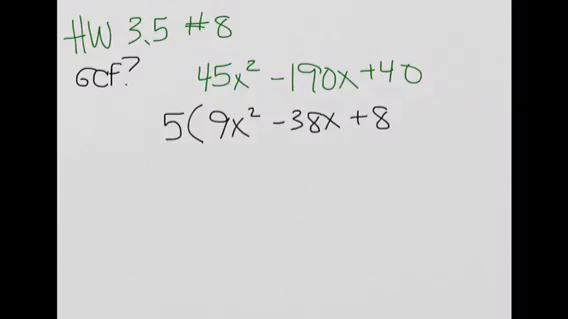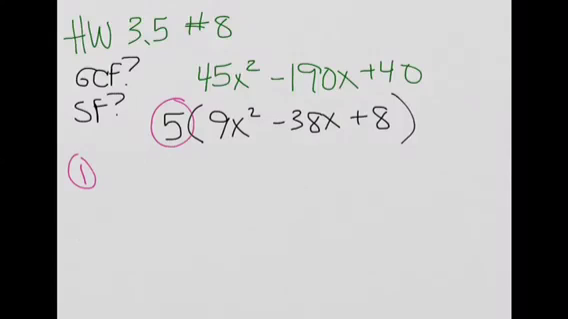plus 8. And of course 9 has 1, 3, and 9, and the only one that 8 has is a 1 that it shares with the 9. So I know that 9, 38, and 8 have to be relatively prime to each other, so I can't pull anything else out. Standard form, yes, it is in that form, so I can go ahead and start solving this. I'm going to leave this 5 on the outside. He's just going to hang out until my final answer.